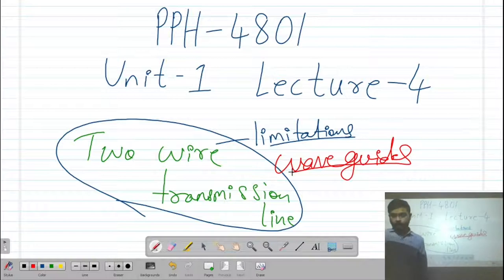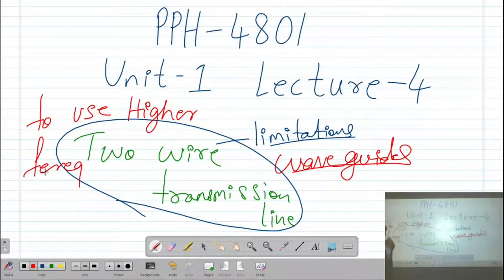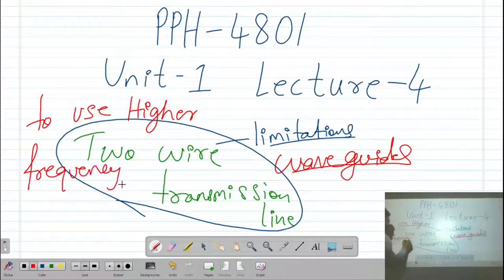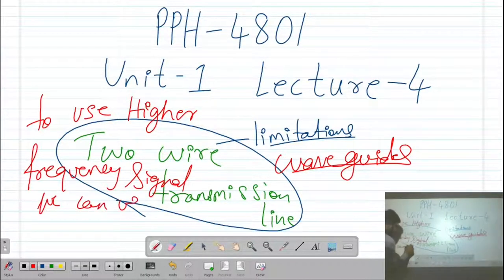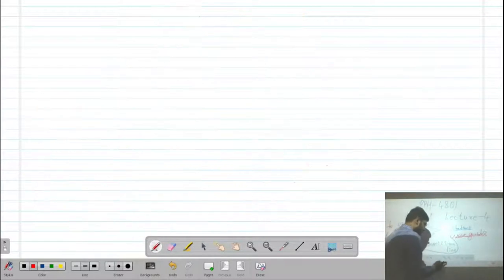We can use waveguides to handle higher frequency signals. Now, what are waveguides? Let us understand what a waveguide is.